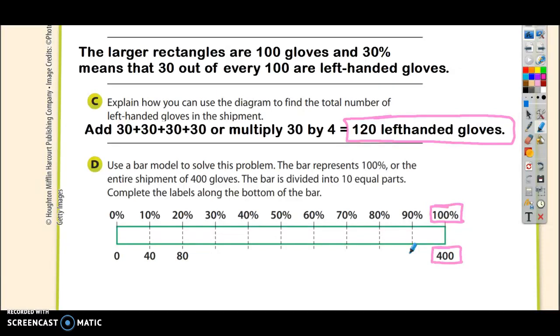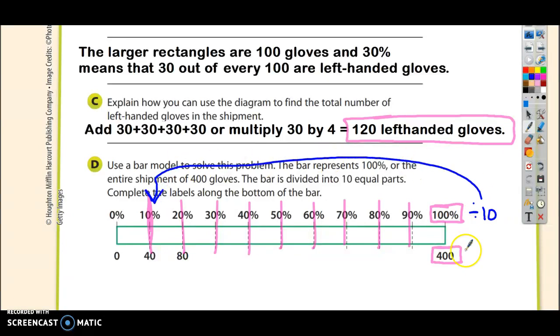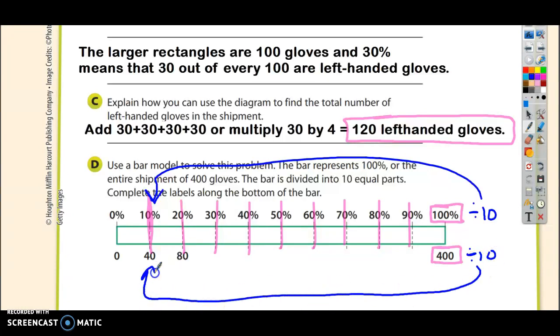Then we try to get you to recognize that if we split it into 10% sections, 10, 20, 30, 40, 50, 60, 70, 80, 90, and 100, how do I get from 100 down to 10%? You divide by 10. If you divide 100 by 10, you get 10%. And then if you divide 400, because that's the whole shipment, by 10, you would get 40. So what this is saying is that 10% of the shipment is 40 gloves. Well, how would you compare 10% to 20%? You would double it. So you would double the percent and you get 20. You would double the gloves and you would get 80.